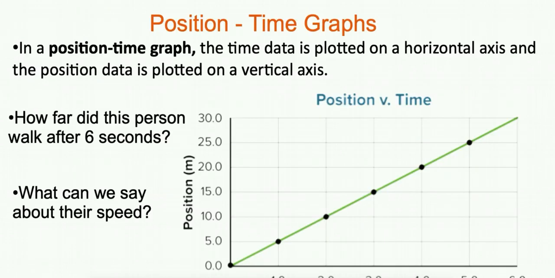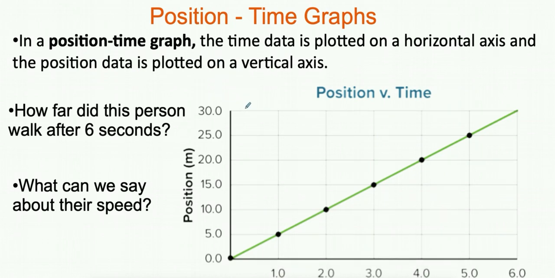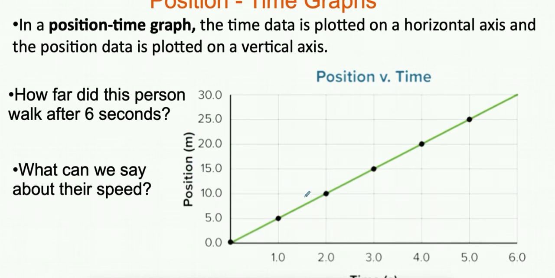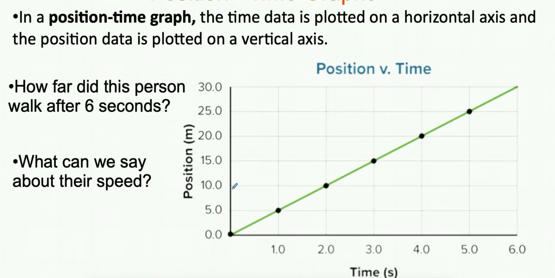So going on to the next thing here, position time graphs. These are a little bit more difficult. So we have graphs that we can make using motion. Okay, so this is called a position time graph. We have the position on the left here, and we have the time on the bottom here. So the time would be your x-axis, position would be your y-axis. Okay, so we're looking at this graph.